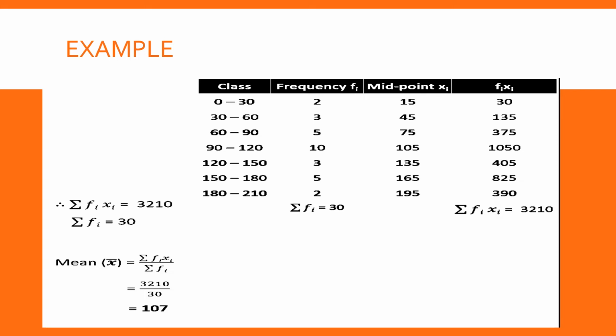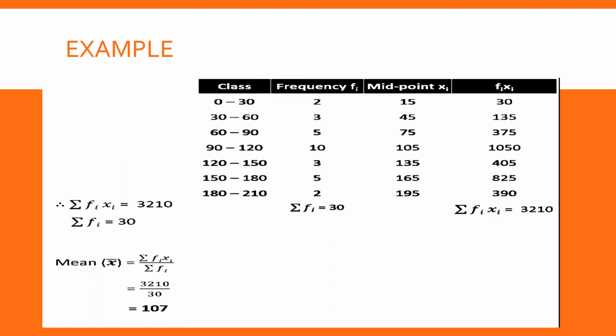How will you calculate fx? You multiply the midpoint by the corresponding value of f, and you will get the value of fx. So here we did 2 into 15, which gave 30, and 3 into 45, which gave 135. Similarly, you will calculate fx for all the values and you will get the summation of fx. So here you sum those values, and you get 3210.